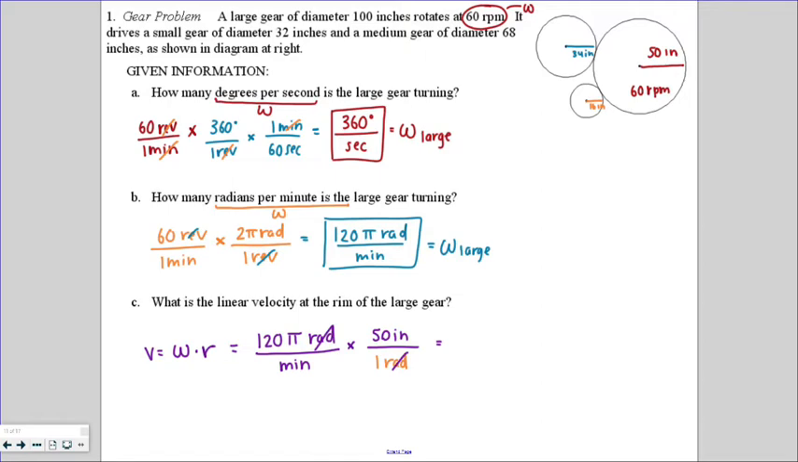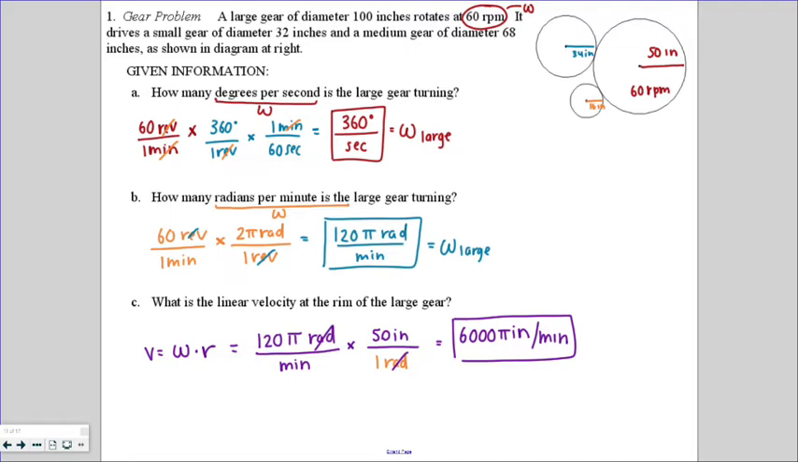Okay, 12 times 5 is 60, add 2 more zeros. What are we at? 6,000 pi inches per minute. There's our linear velocity. Question? Are we ever going to use diameter in this unit? No, that's why I say, if I give you diameter, just write the radius so that you don't make the mistake of using it.